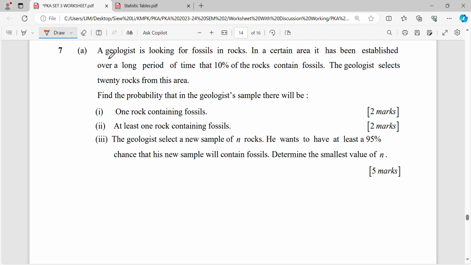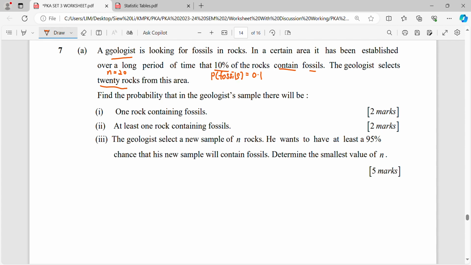Okay, so for this question, it said a geologist is looking for fossil in rocks. In a certain area, it has been established over a long period of time that 10% of rocks contain fossils. So the geologist selects 20 rocks. So sample 20. When you are given a percentage, it means this is your probability. Change your percentage to probability 0.1.